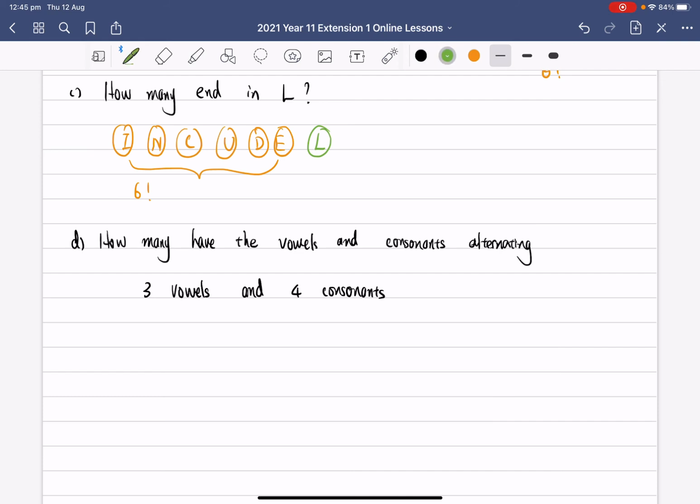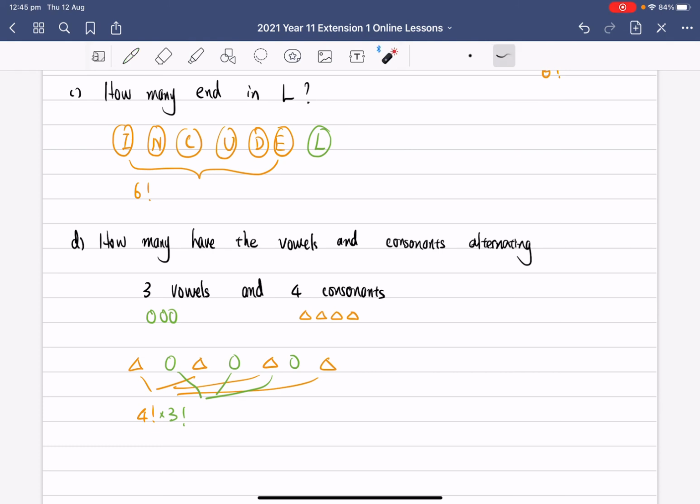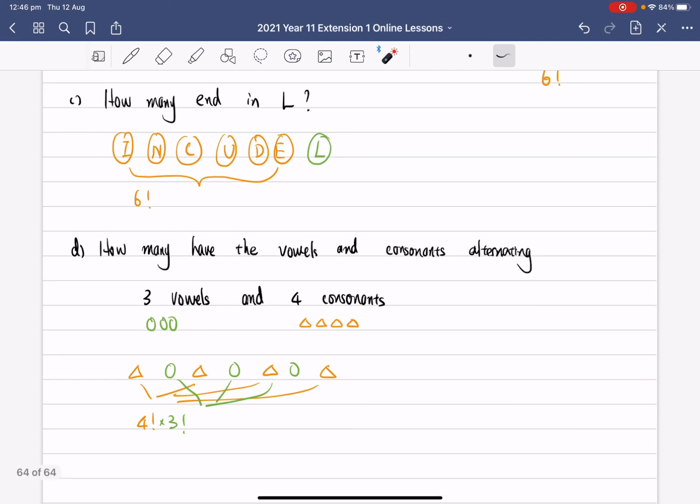If we look at the vowels as circles and the consonants as triangles, the way to organize them is we can only have this one arrangement, the alternate places, because we have one less vowel compared to the consonants. So the answer will be, for the consonants, 4 factorial, and for the vowels, 3 factorial, and we multiply them together. We can't times by 2 because we can't have a vowel as the beginning letter. Otherwise, it's not going to work this time. You're not going to have an alternating position if a vowel is the first one. So that's question D.